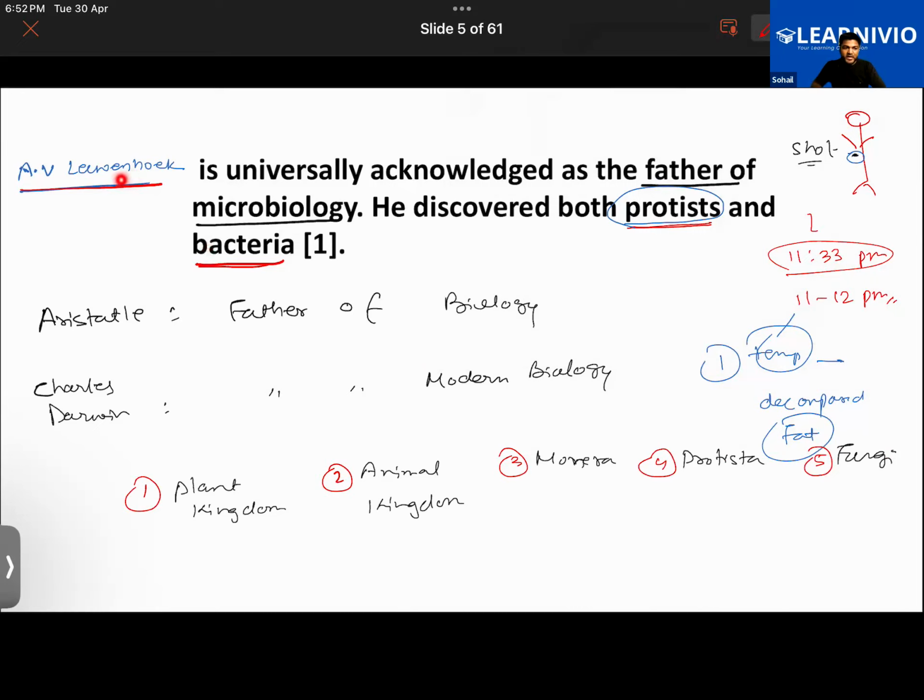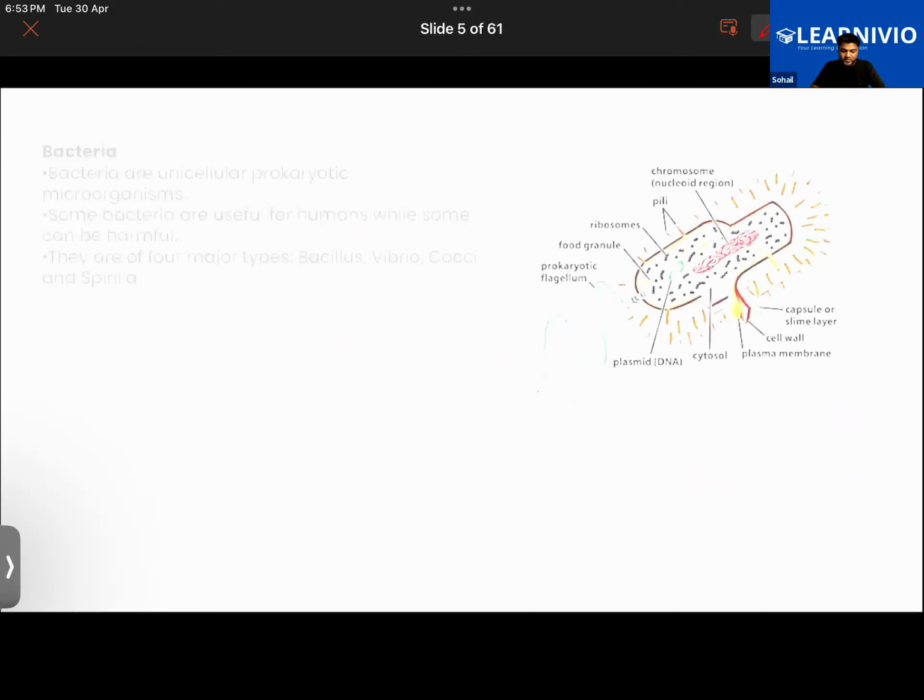Anton von Leeuwenhoek has been called the father of microbiology. You should understand the term microbiology: it is that branch of biology where we study microorganisms. He did some very credible work in the field of microbiology, and he discovered the protista and the bacteria. Hope you're getting where this word protista came from. I also told you that Aristotle has been called the father of biology, but the father of modern biology is Charles Darwin.